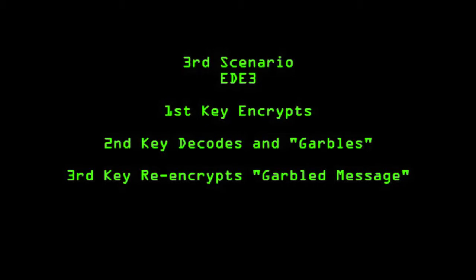The next form of Triple DES is known as EDE3. This uses 1 key to encrypt the message. A second key is used to decode it. The resulting message is garbled because the key used for decoding it is different from the one that encrypted it. Finally, a third key is used to encrypt the garbled message. The use of multiple keys greatly reduces the chances of the hackers being able to break it.